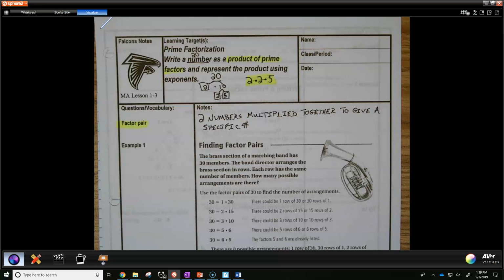2 and 6. How about for the factor pair of the number 10? 2 and 5. 2 and 5 are factor pairs. 10 and 1. How about factor pairs of the number, ooh, I'll do a harder one, 100.